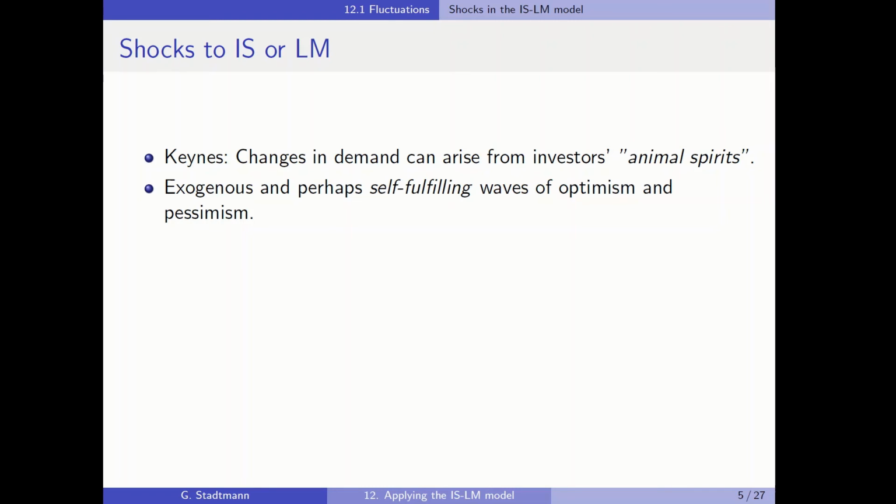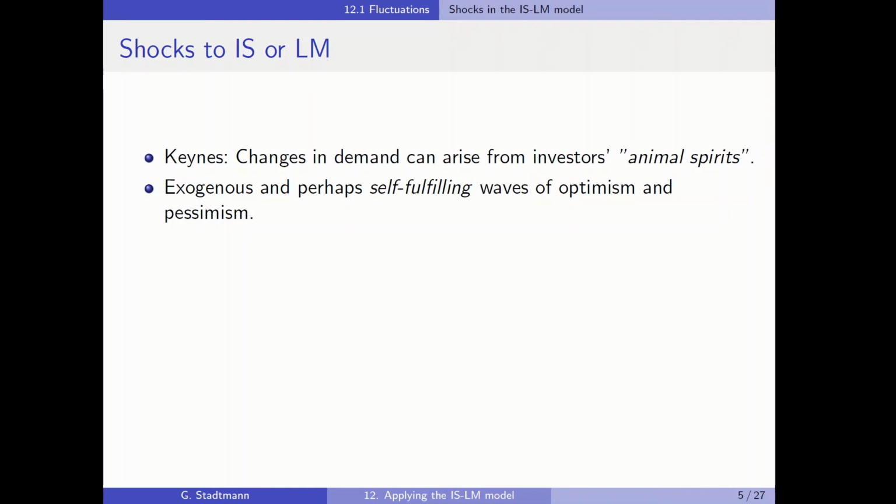And we know already that the investment component of GDP is pretty unstable, is pretty volatile. It might be the case that the expectations of the managers drive the investment decisions, and expectations to some extent are unobservable. Therefore, Keynes argues that maybe exogenous and perhaps self-fulfilling waves of optimism and pessimism drive the business cycle.